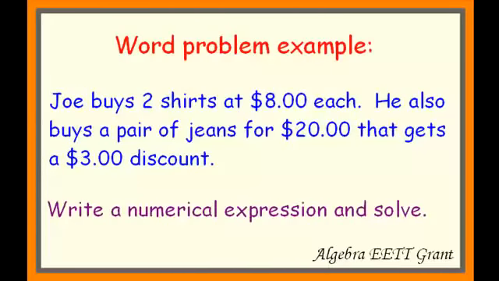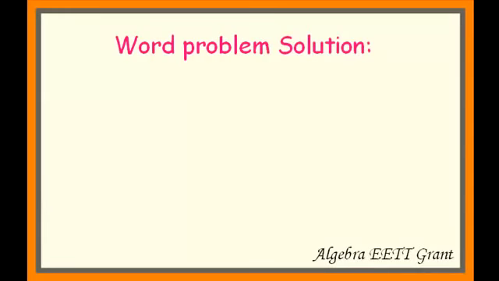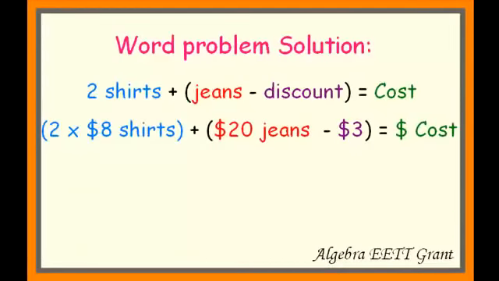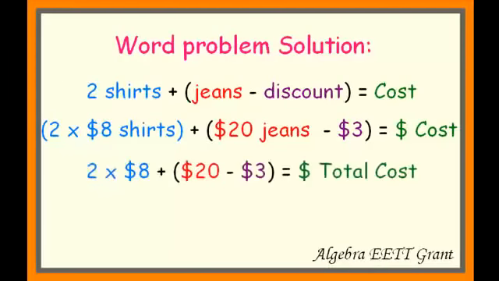So let's write out the algebra they want us to do. In this case, we're going to have 2 shirts, then we have to add the price of the jeans and take the discount away. That's going to give us our total cost, how much we spend for all of these items. So we have 2 shirts that cost $8 each, so it's 2 times 8. And then we have a pair of $20 jeans, but we're getting $3 discounted off of that price, so it's minus 3.